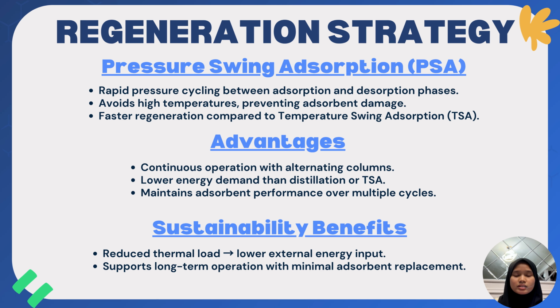Lastly, for our regeneration strategy, we are using a pressure swing adsorption system, where desorption occurs by reducing pressure at constant temperature, followed by purging with a small fraction of the product stream. This PSA system avoids high temperature so that we can prevent the degradation of the adsorbent. It is also faster than TSA, which usually takes a few hours. There are a few advantages of PSA: continuous operation with alternating columns, lower energy demand than distillation or TSA, and maintaining adsorbent performance over multiple cycles.